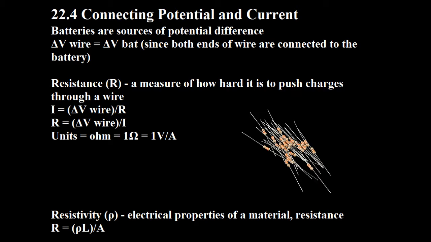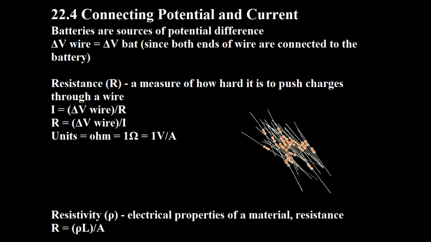Resistance, with symbol R, is a measure of how hard it is to push charges through a wire. And some equations where resistance is used is current equals potential difference of a wire over resistance, which can also be rewritten as resistance equals the potential difference of the wire divided by current. And the unit of resistance is an ohm, which is just a volt over an ampere.